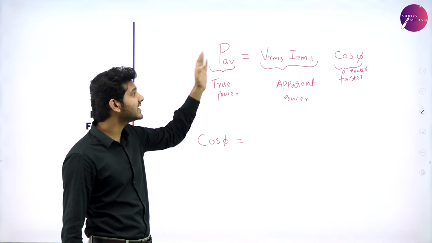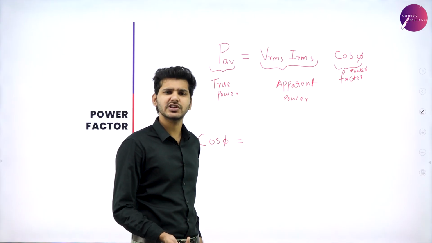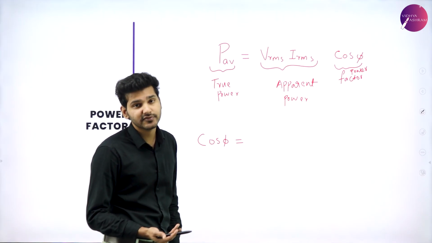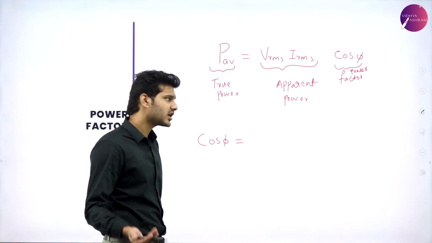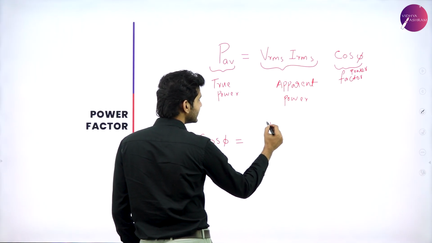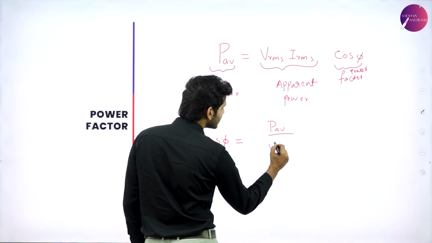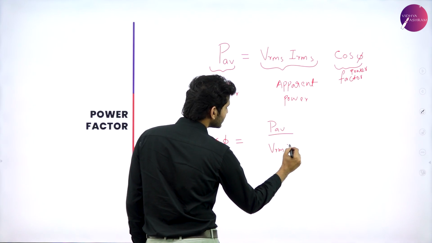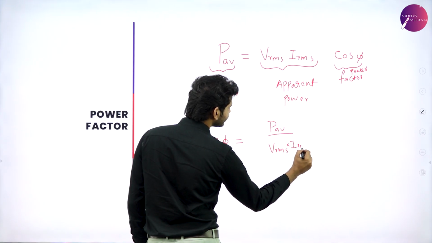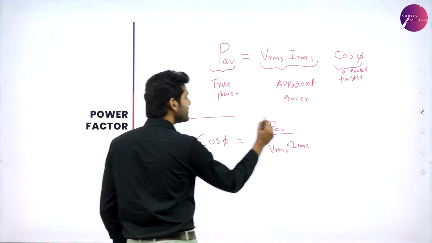True power is the net power output we get, and apparent power is nothing but voltage times current, that is, the RMS value of voltage times the RMS value of current. So cos phi will be equal to P average, that is true power, divided by apparent power, which is Vrms into Irms. That is the equation to find cos phi, or simply power factor.